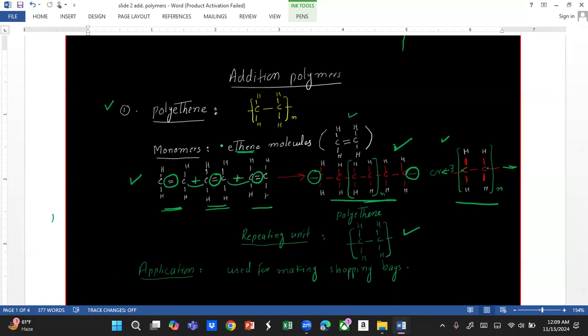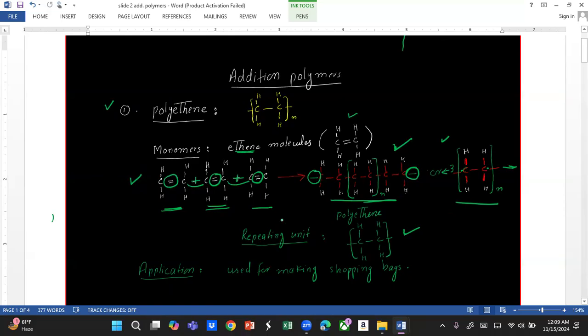They will give you a monomer for the polythene. It will be asked, right, to draw the polymer. You will take at least 3 molecules and make this polymer. Then the next question can be the repeating unit. You will write it this way, this is the repeating unit.